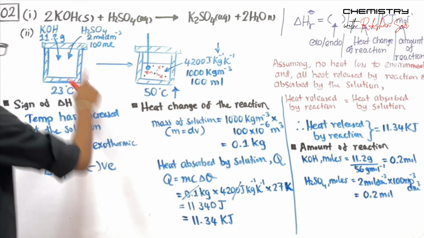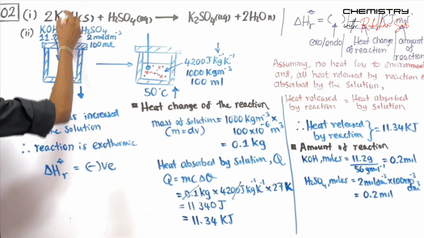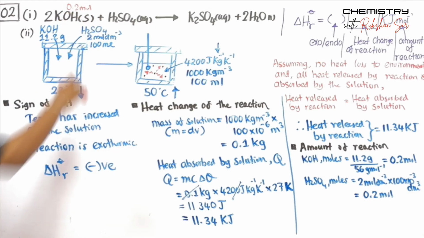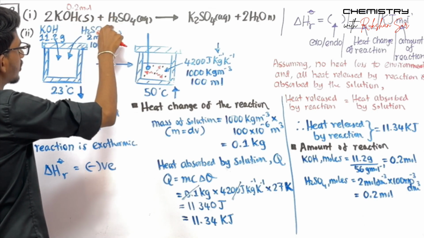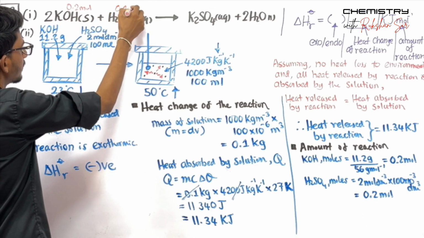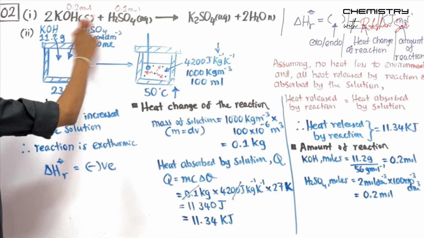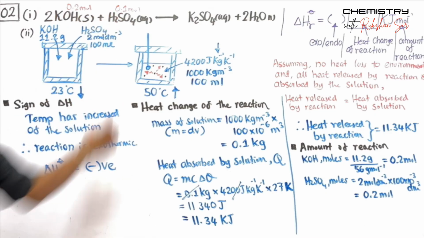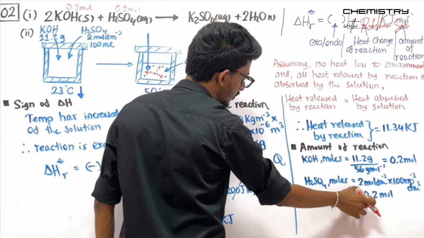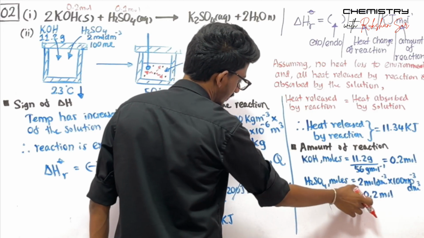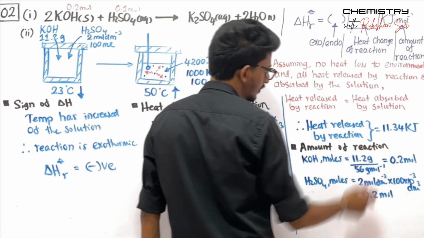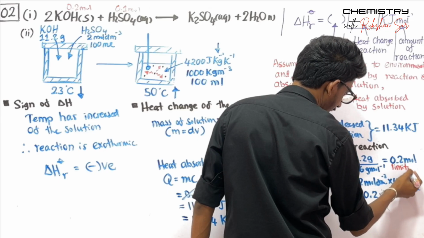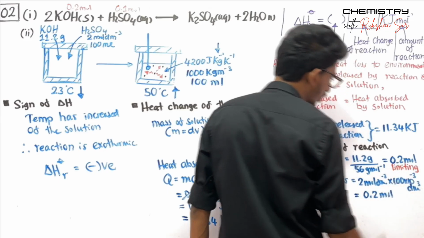To react with 0.2 moles of KOH, you need just half of that amount of H2SO4, just the 0.1 moles. But you have 0.2 moles of H2SO4. That means H2SO4 is in excess, so KOH is your limiting reagent. It's very important to identify the limiting reagent.